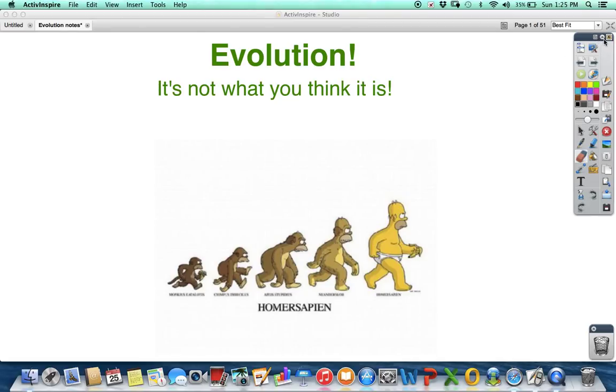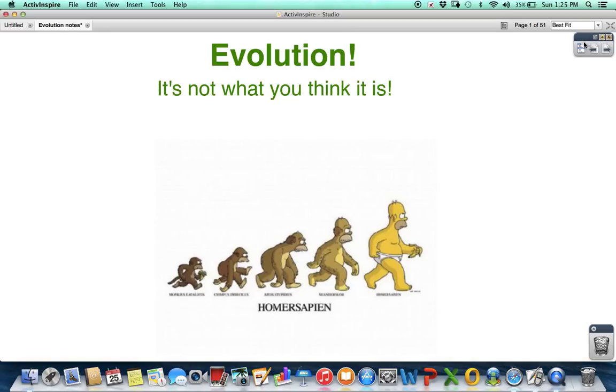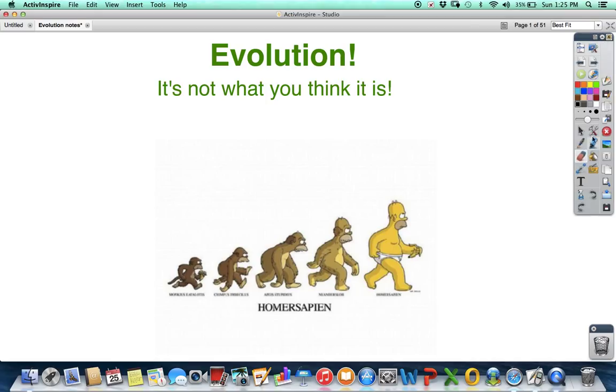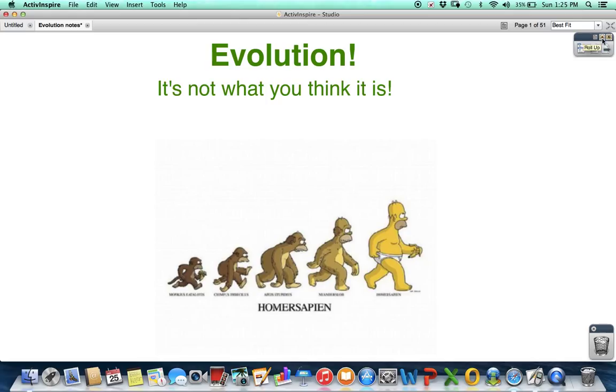Hello, everybody. This is our new set of notes, which has to do with evolution. This is 8-1. Evolution is about how things change over time, not necessarily how we came from monkeys and developed into Homer Simpson. But we're going to cover all sorts of different theories of evolution. There are 17 different kinds, so we'll just take a look at a few of them.